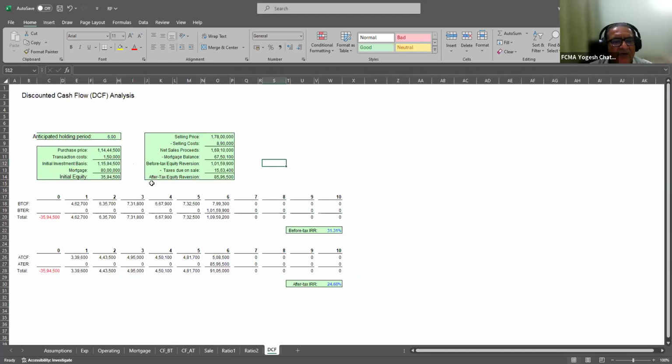And then you can do this DCF calculation. You can find the before tax IRR. IRR is internal rate of return. Internal rate of return is nothing but the rate at which the cash outflows are equal to cash inflows. So that is your internal rate of return.